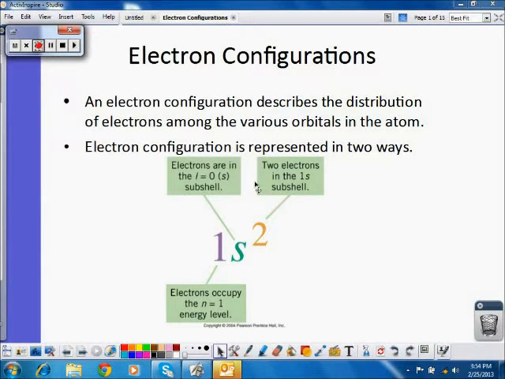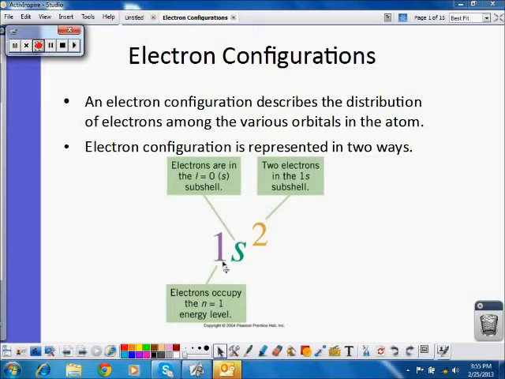So now we're going to look at electron configurations and orbital box diagrams, which you should have learned about in first year chemistry, even if you don't remember it. Electron configurations describe where the electrons are located within an atom. And there are two ways to do these electron configurations.